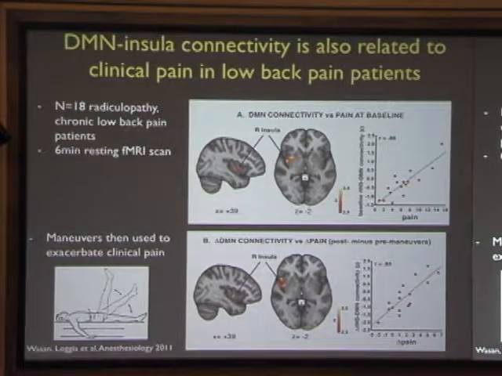And we found this really nice correlation between the amount of increase in pain to this provocation and the amount of increased DMN insula connectivity. So now we have both the change in improvement and the change in worsening of pain related to this DMN insula connectivity pattern.